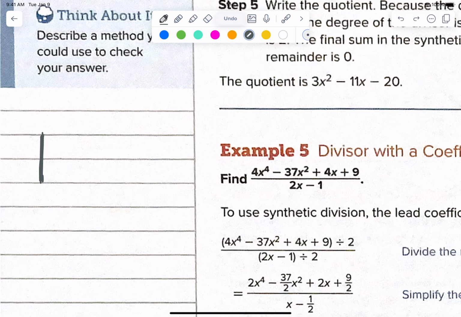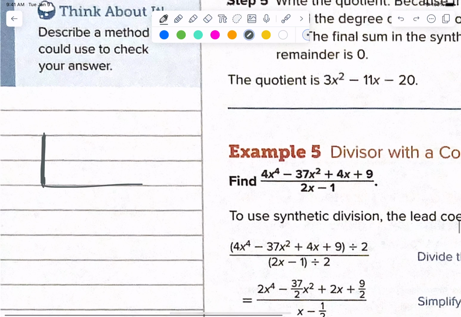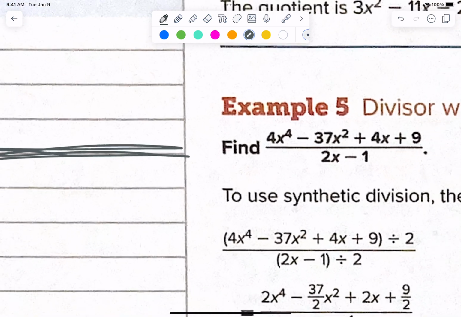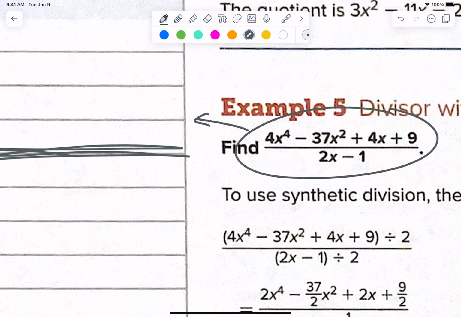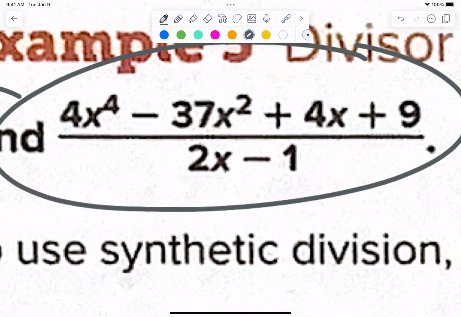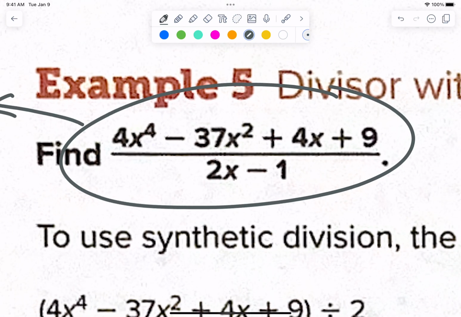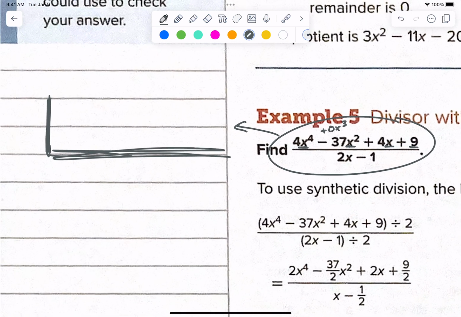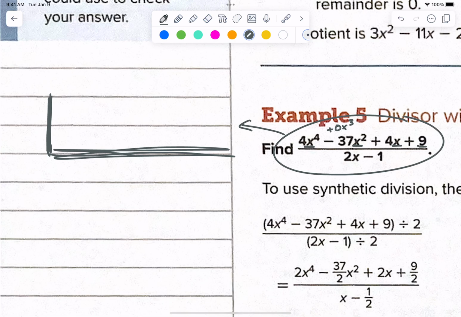Here we go. This is what we're dividing. I'm going to set it up over here. How many numbers do you have at the top? Five. You need an x cubed: x to the 4th, x cubed, x squared, x, and a number. So I need a 0 for x cubed. Do you remember that?